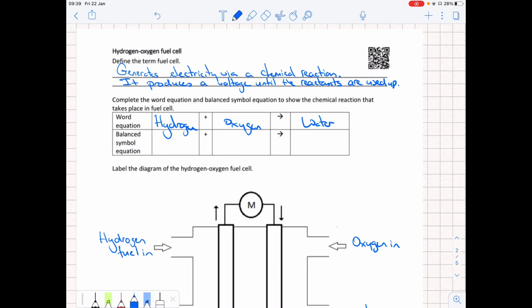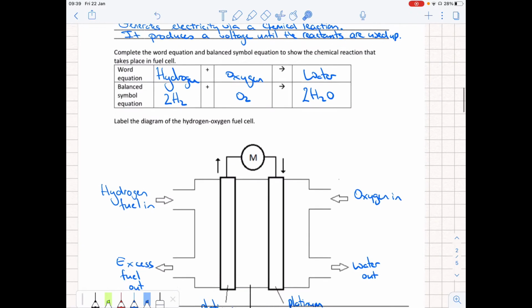If you want to pause the video there yourself and have a go at making the balanced symbol equation, I'm going to do that underneath. I'm going to remember that hydrogen is diatomic, so is oxygen. I know that water is H2O, and then I'm going to balance this equation. I need a 2 there and a 2 there in order to balance the equation. So the reaction is going to take hydrogen, react it with oxygen inside the fuel cell, and it's going to produce water as the only product.